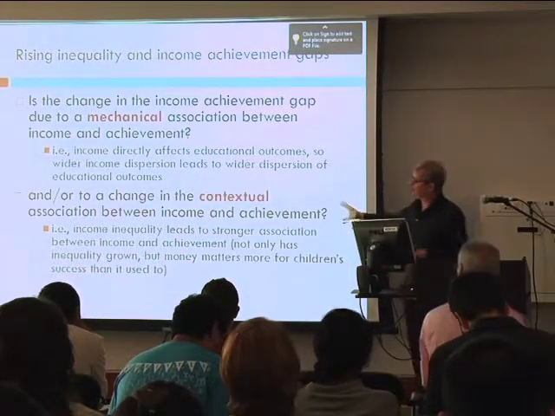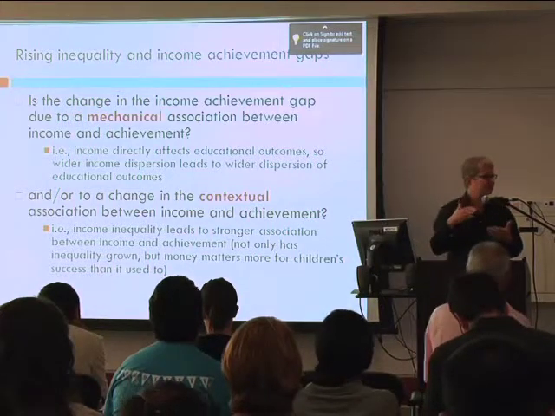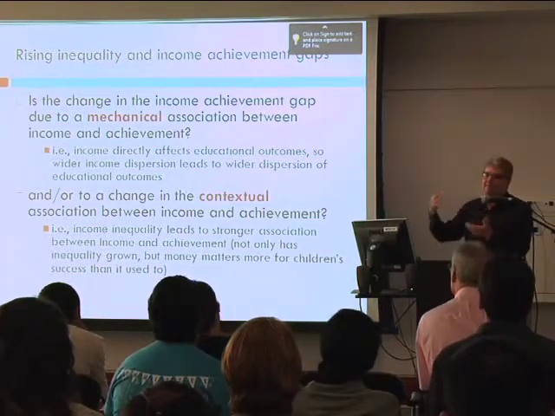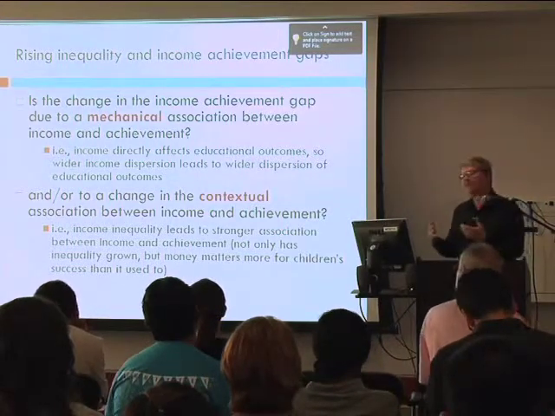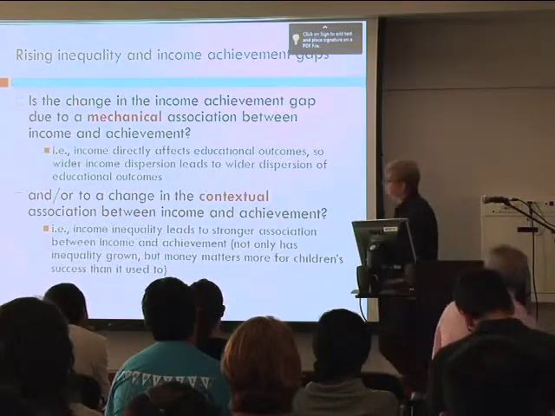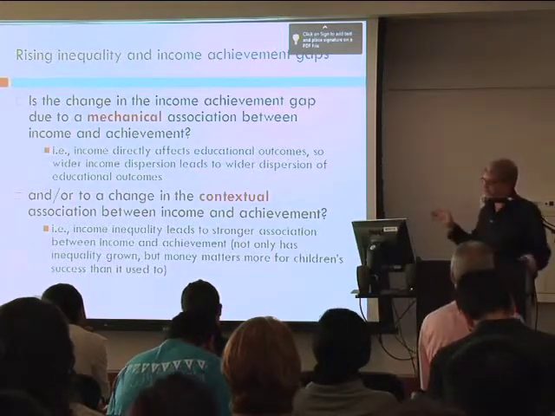And so that's what I'm going to think of as a kind of contextual association. So two different kinds of stories you might tell: money matters the same way as it used to, but the rich just have more of it, or money matters more than it used to. And so we can do a little fancy statistical analysis to try to tease these apart.